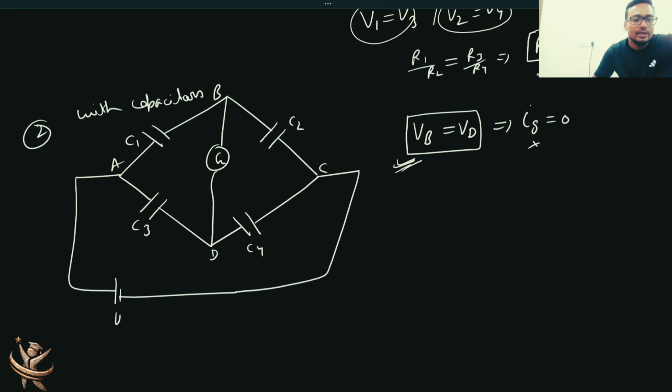Okay. During the charging, let's suppose you are talking about the transient phase, all these capacitors are not yet fully charged. So whatever current is going through here, the same current will pass through here in the same way like this.